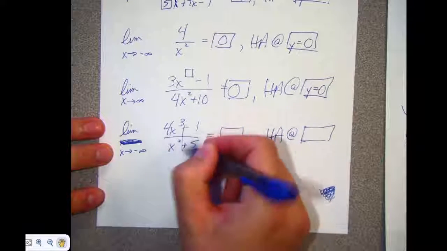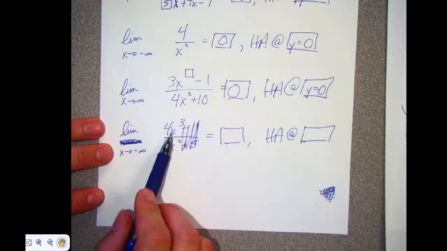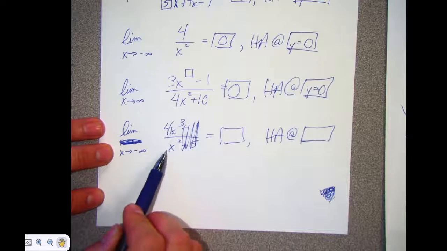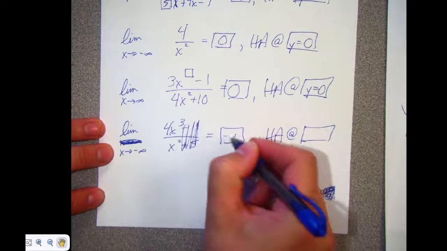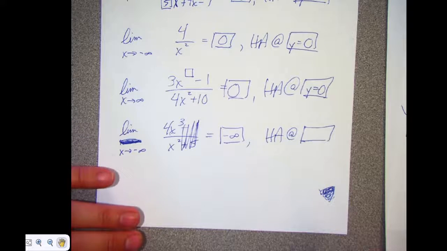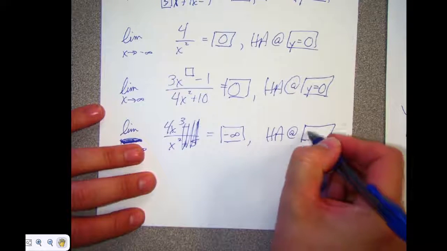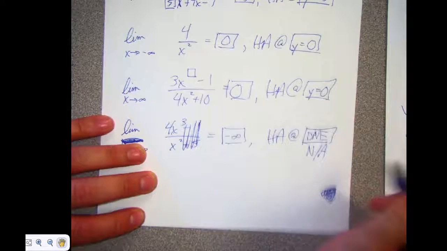So again, ignore all the other stuff. If I plug a negative number into the top, would it come out positive or negative? Negative. A negative number into the bottom comes out positive, so a negative divided by a positive is a negative. So your answer is negative infinity, and where's our horizontal asymptote? There's not one, so does not exist, or NA, or something.